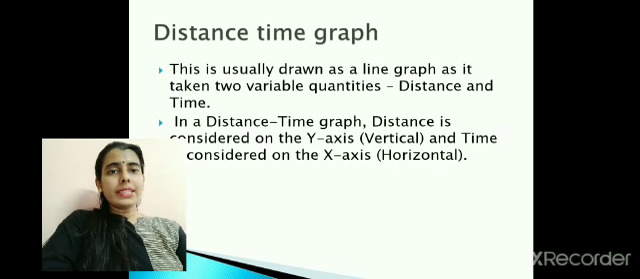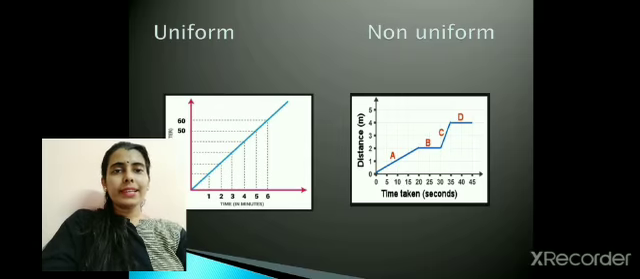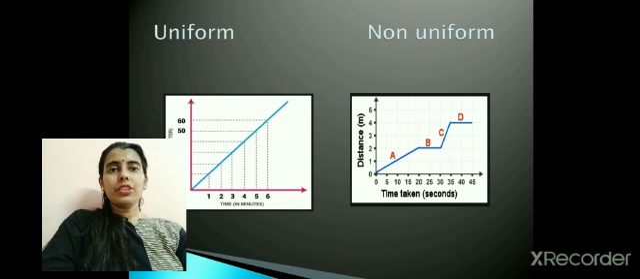Now in a distance time graph, distance is considered on the y-axis, that is the vertical one, and time is considered on the x-axis, that is the horizontal one. Here you can see the two graphs. If the object is moving with uniform motion, then you are going to get a straight line graph. But in case of non-uniform motion, here you can see the graph is not a straight line.